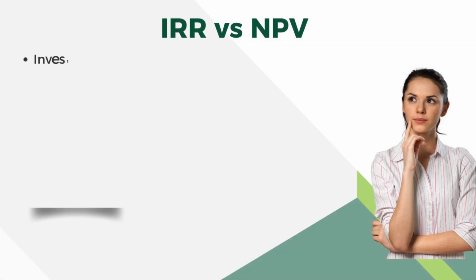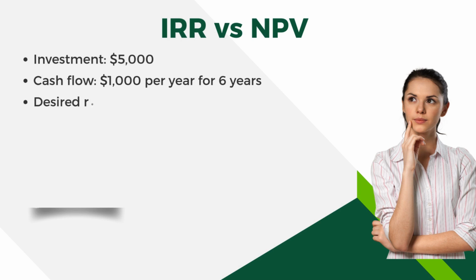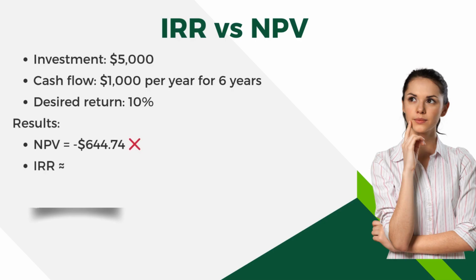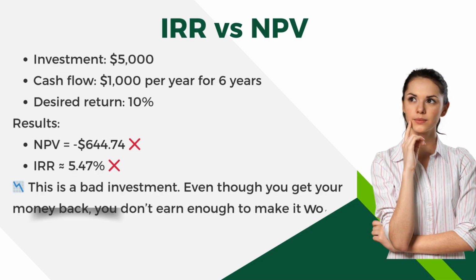Bad investment example. Real case: investment, $5,000. Cash flow, $1,000 per year for 6 years. Desired return, 10%. Results: NPV equals negative $644.74. IRR equals 5.47%. This is a bad investment. Even though you get your money back, you don't earn enough to make it worth it.